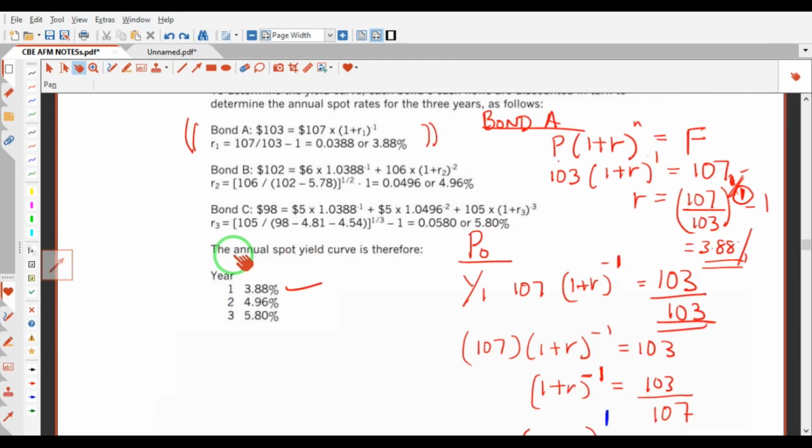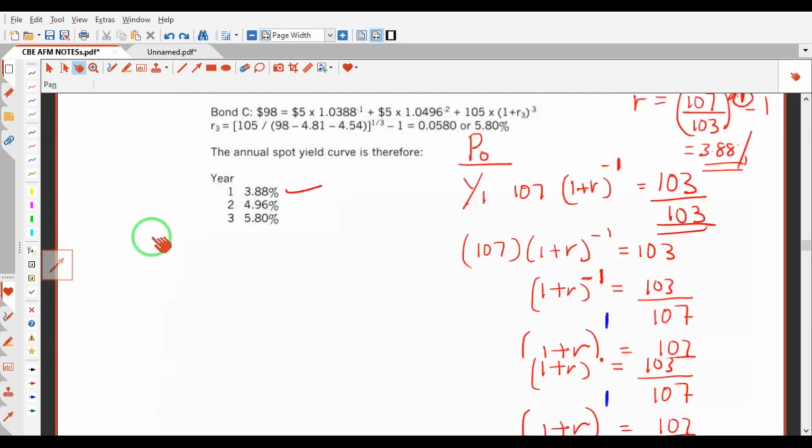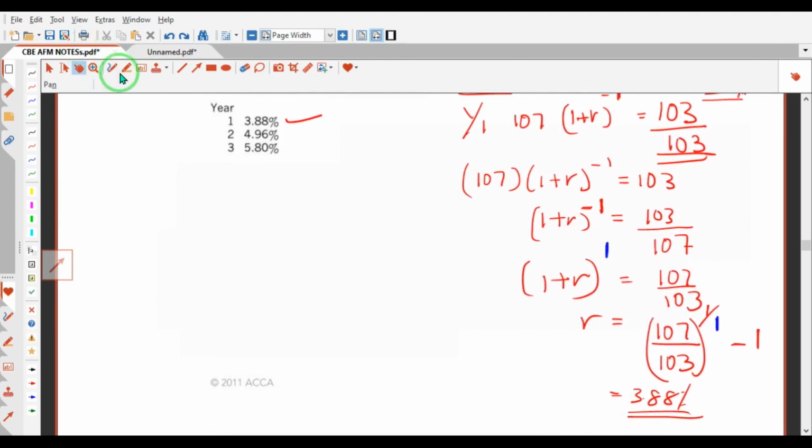On paper, I'm showing you step by step. Of course, in exam, I won't do like this. I won't be showing all the steps. From this equation, I will straight away put here r equals to 3.88% because you know how to move around the equations.